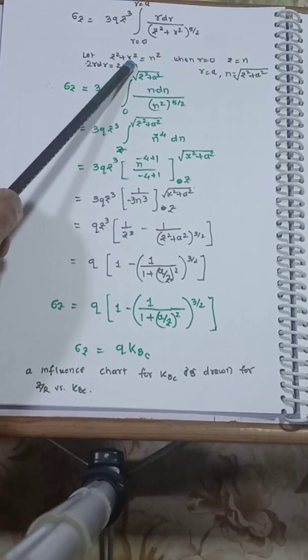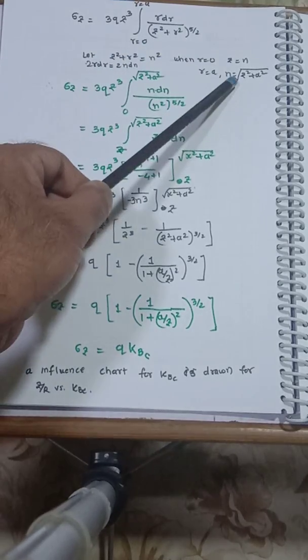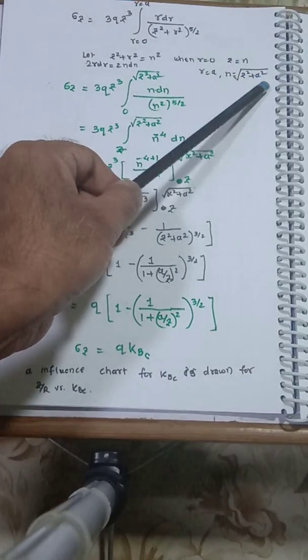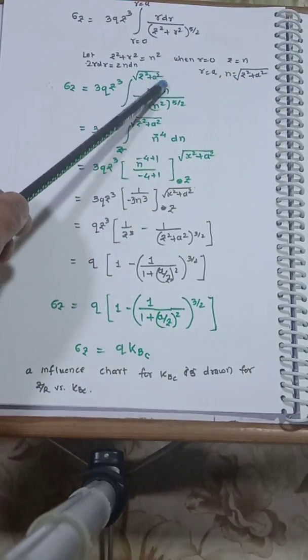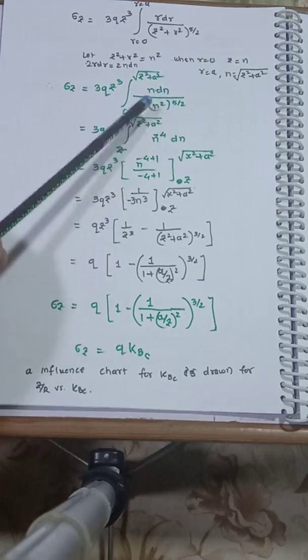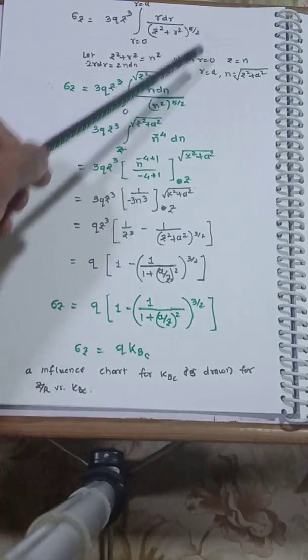When r is equal to a, then n is equal to the square root of z square plus a square. So these are the limits, from z to the square root of z square plus a square. r dr is n dn, and z square plus r square is replaced as n square, power 5 by 2.